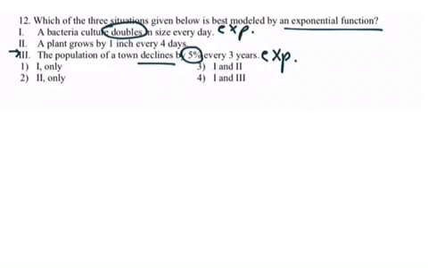But for number 2 here, if it's growing 1 inch every 4 days, that would be linear. The reason is it's going to be constant. No matter what, every 4 days it grows 1 inch. So the ones that have to be exponential would only be 1 and 3.